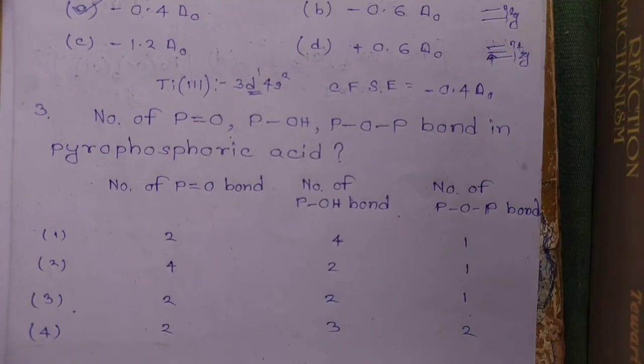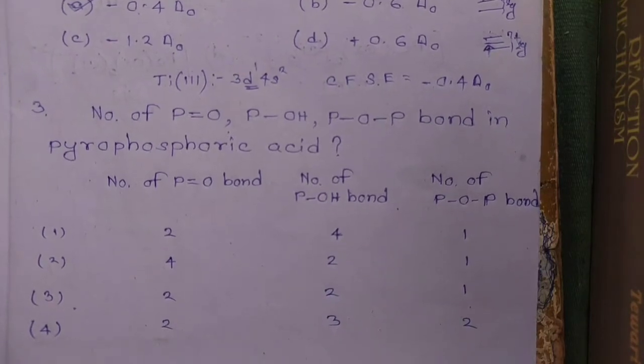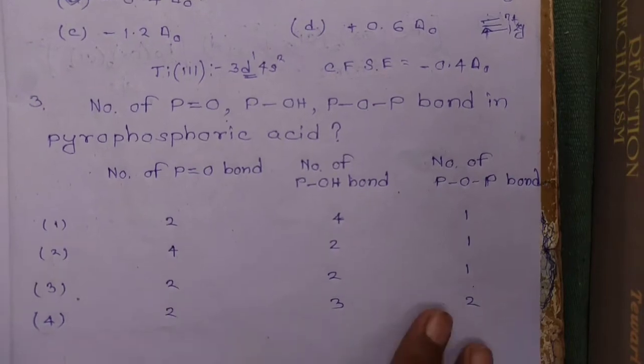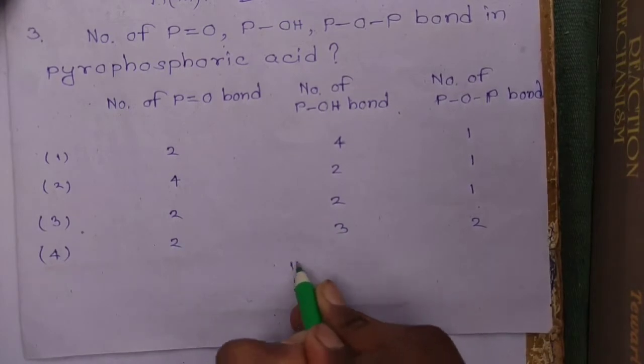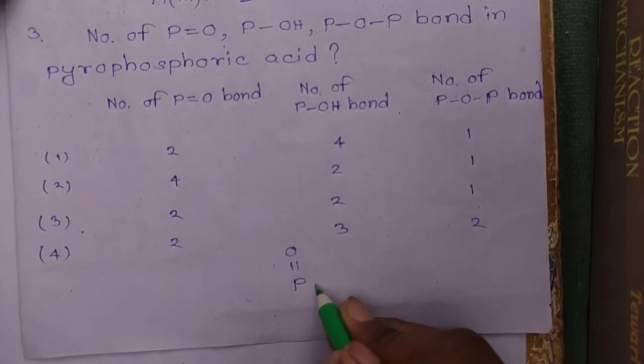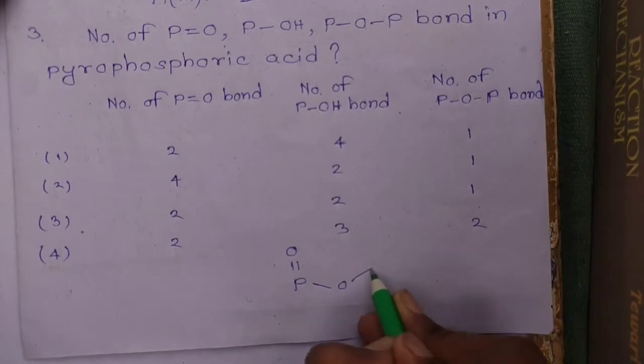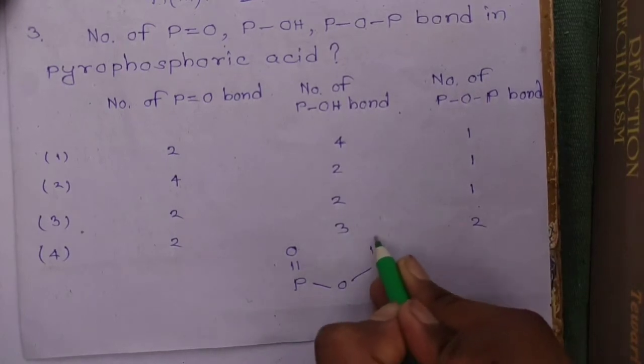Now the number of phosphorus double bond oxygen, phosphorus single bond OH, phosphorus oxygen phosphorus bonds in pyrophosphoric acid. So first of all we have to know the pyrophosphoric acid structure. Without knowing the structure we cannot answer this question. So we know that pyrophosphoric acid is like this, P double bond O, bond oxygen, bond phosphorus, double bond O.